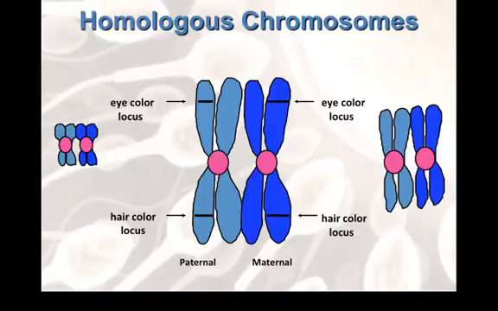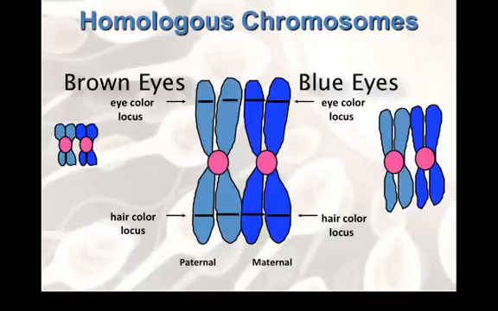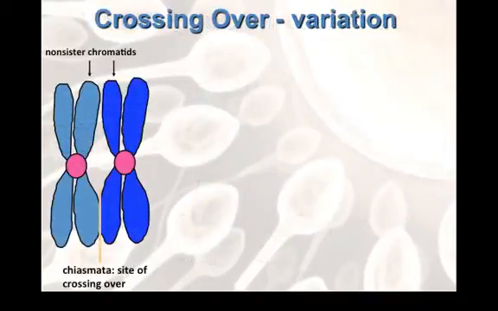Homologous chromosomes carry similar genes for the same traits. For this example, we'll use traits you're familiar with, eye color and hair color. While each sister chromatid carries identical genes, its homologue carries a variation of that gene. So let's say the paternal chromosome has copies of genes for brown eyes, while the maternal chromosome has copies of genes for blue eyes.